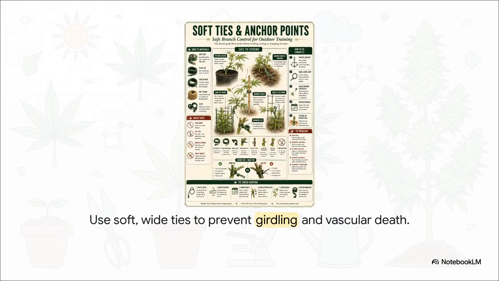Now, when you're actually securing those branches to your supports, the material you choose is literally life or death for the plant. I really want to warn you about a tragic mistake called girdling. If you use hard zip ties or thin, sharp wires, the branch is actually going to grow right around that wire as it naturally thickens up over the season. It essentially strangles the vascular tissue and kills the branch entirely. You absolutely must use soft, wide, plant-safe ties, and make sure you're checking them weekly so they aren't choking your canopy.